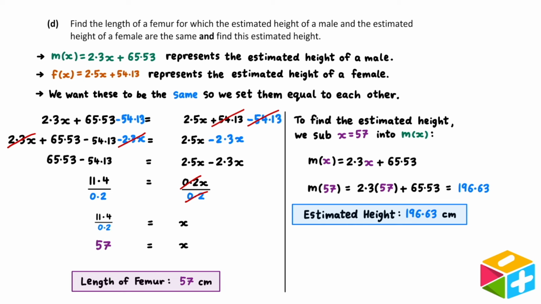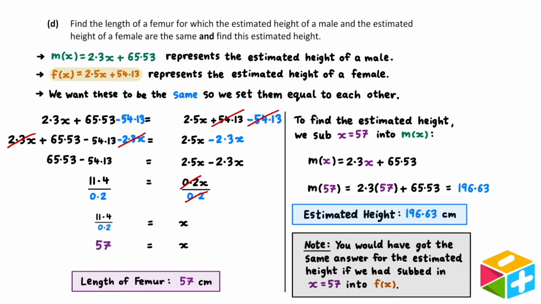We found that our estimated height is 196.63 centimeters. It's worth pointing out that we would have got the same answer for the estimated height if we had subbed in x is equal to 57 into f of x instead of m of x. This is because we found that 57 was the x value, which makes m of x and f of x the exact same.